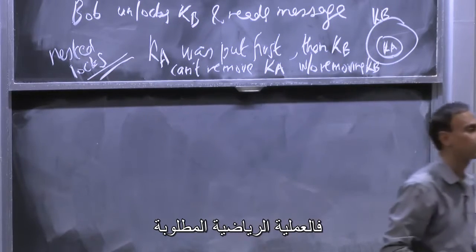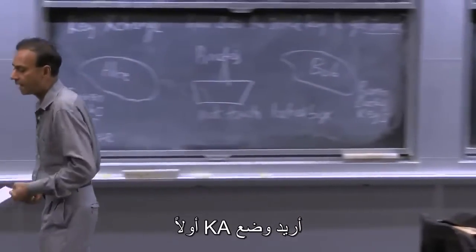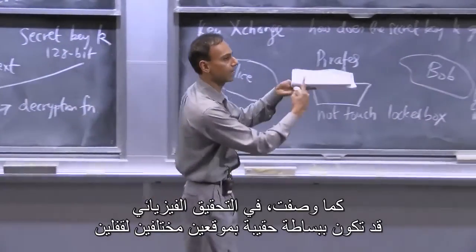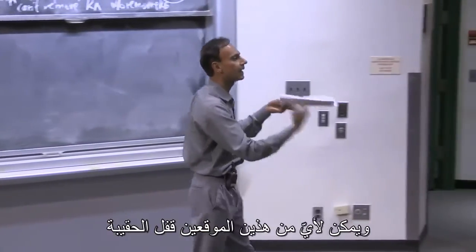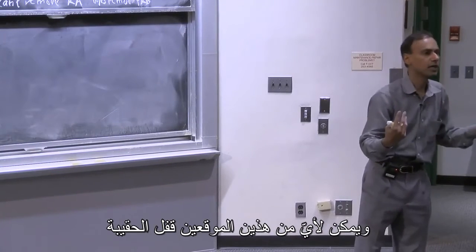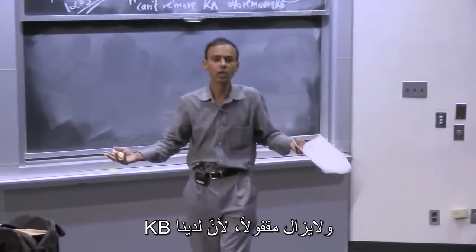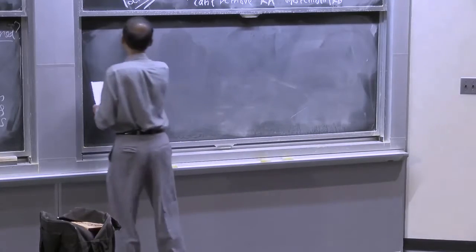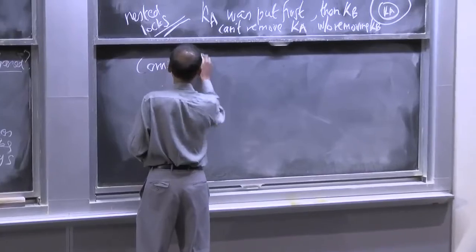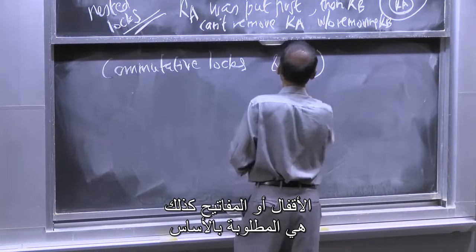So the mathematical operation that we require is commutativity between the locks. The locks need to commute. I want to put Ka in first, like I described, and the physical realization could simply be a suitcase with two different positions for the two locks, and any one of those positions locks the suitcase. So you put Ka here, Kb here, and then you can take Ka out, and it's still locked because you have Kb. So this commutativity between the locks and essentially the keys is what's required.